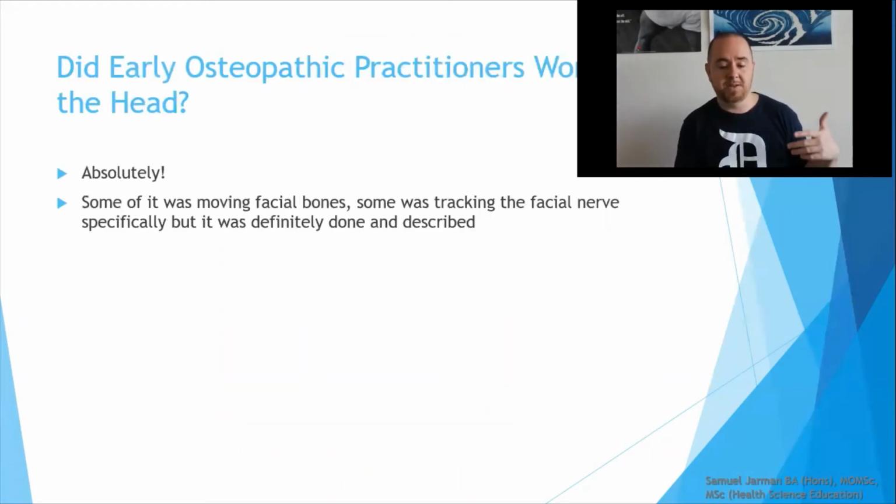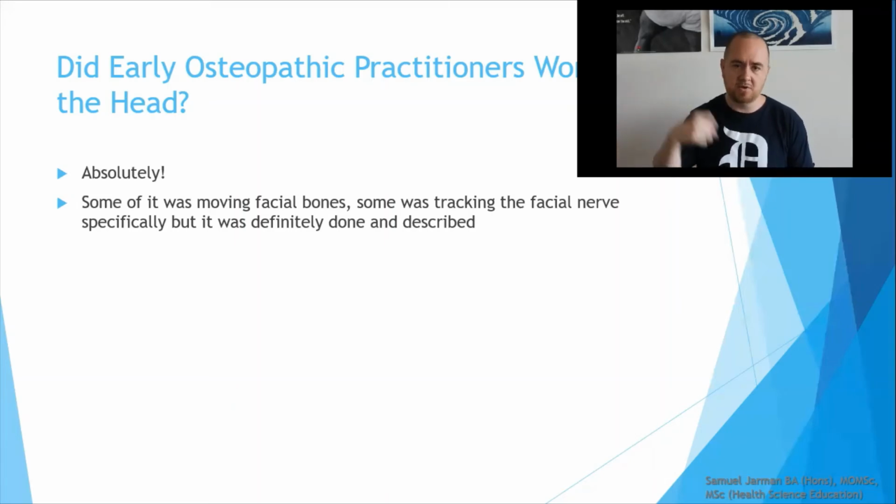Did early osteopathic practitioners work in the region of the head? They absolutely did. Dr. Still is the one who spoke more about moving the bones, so moving the nasal bones, moving the jaw. Other practitioners spoke more about treating the terminals of the fifth, so the facial nerve specifically. So they tracked where the facial nerve came out of the skull, and they would treat the facial nerve or believe that they were treating the facial nerve, but both were done.